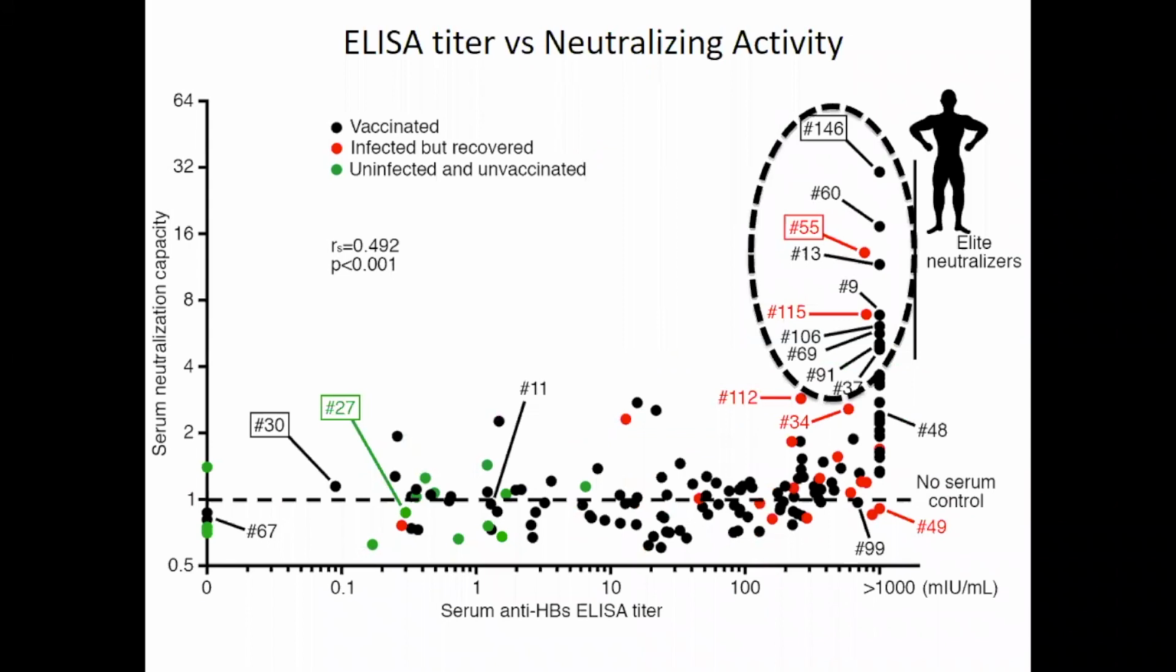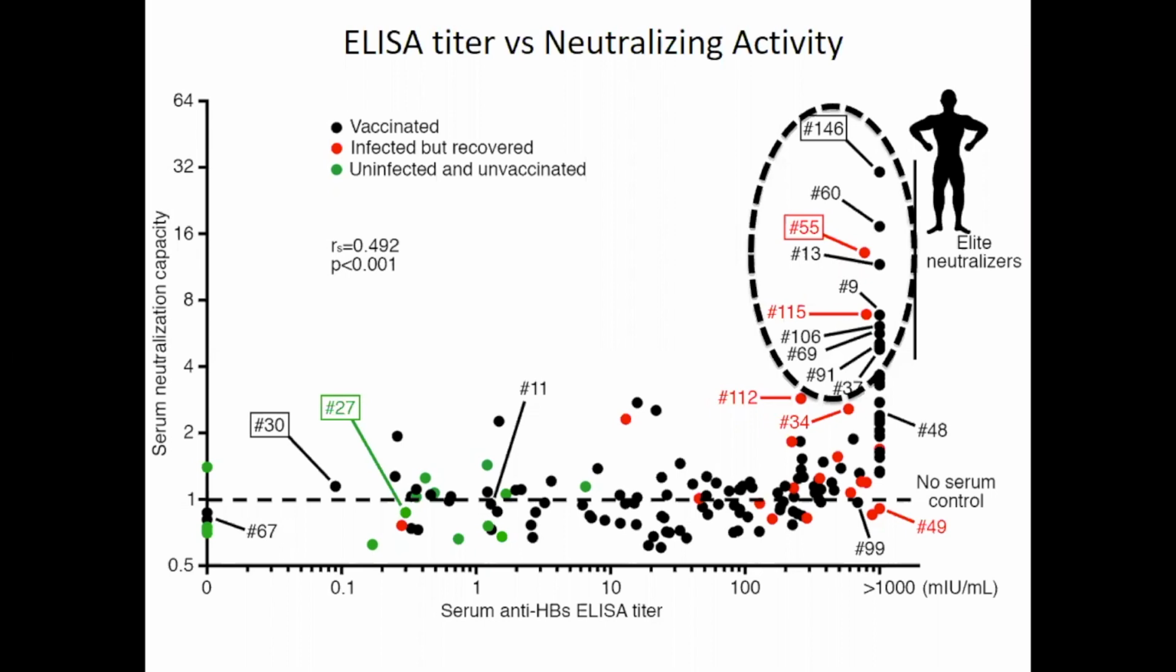The next slide. So what you see here is the results of that screen. On the y-axis going up is the neutralizing activity, and on the x-axis is just the ability of the antibodies in plasma to bind. So what you can see is that a lot of people make antibodies that bind, but not too many people produce high amounts of neutralizing activity. And those are the elite neutralizers. So we select those people, and then we clone out their antibodies.